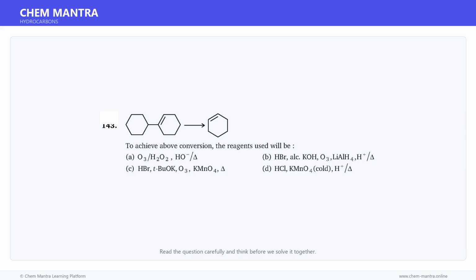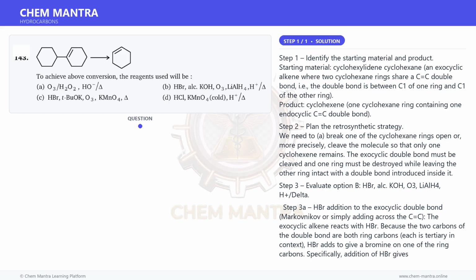Here is a question. Read it carefully and think about the answer. Let us solve it step by step. Let us begin solving this step by step. Step 1. Identify the starting material and product.